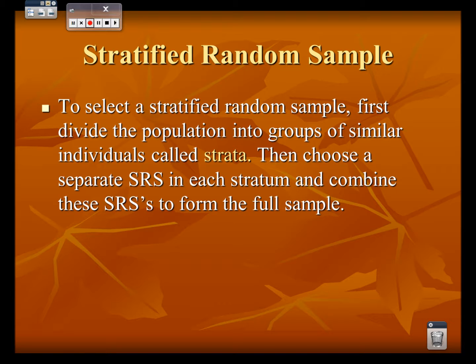Here I'm splitting into two groups of similar characteristics. We call them strata. If I'm going to survey Damascus High School, maybe I go boys, girls. Maybe I go seniors, juniors. In any case, they have a similar attribute that I can group them by.